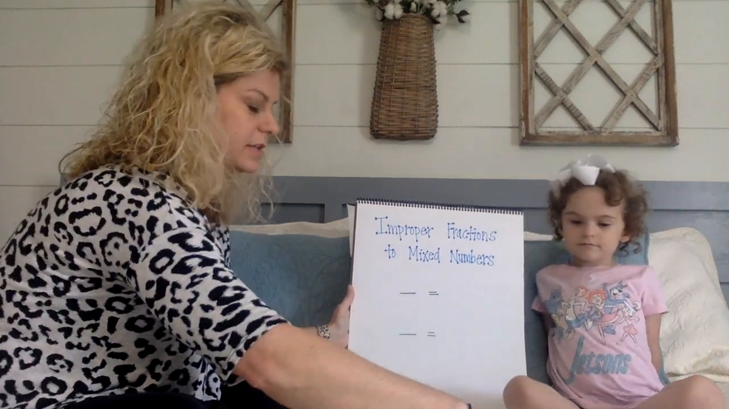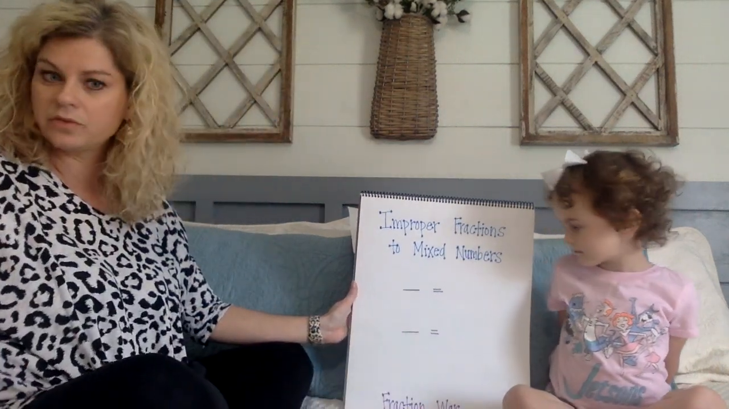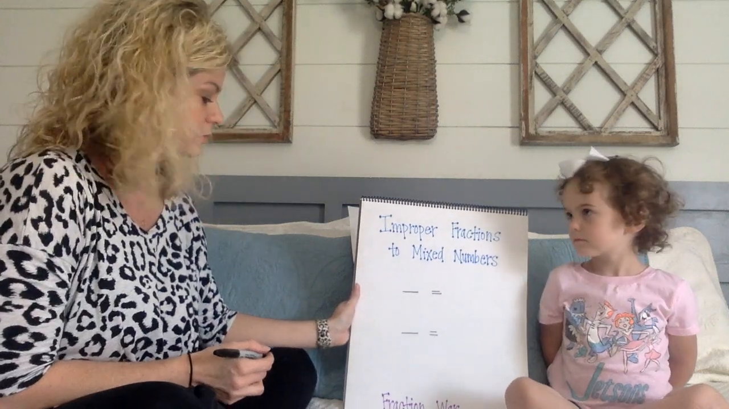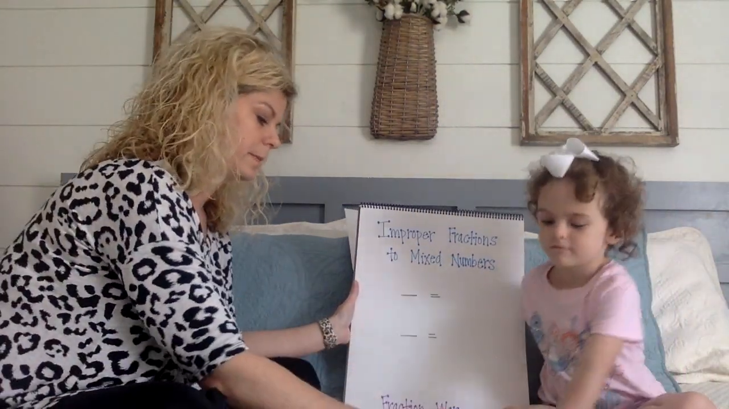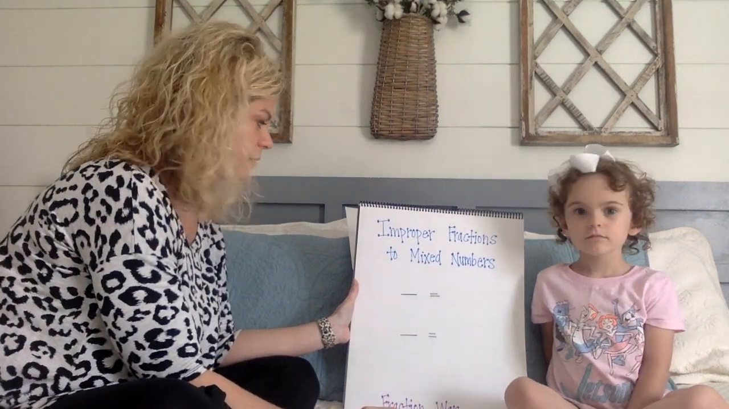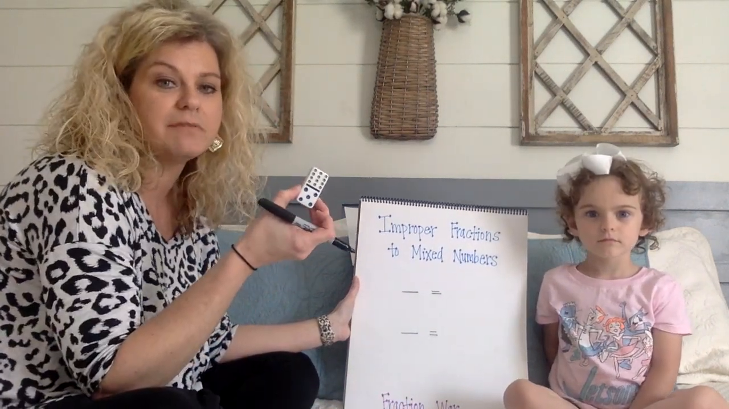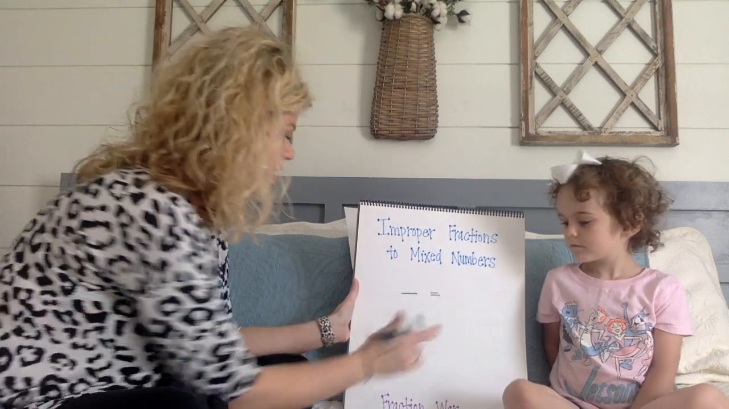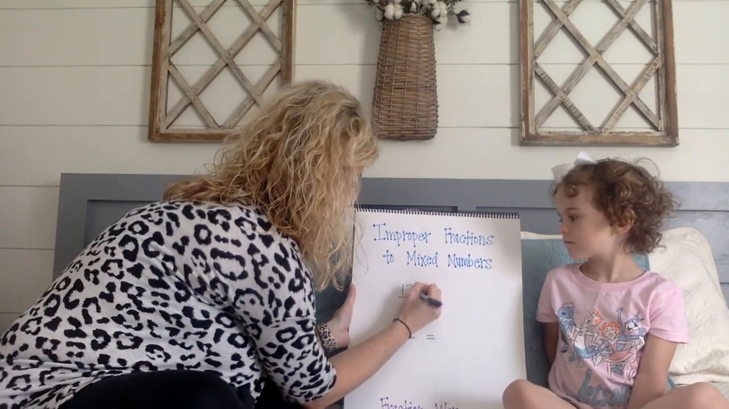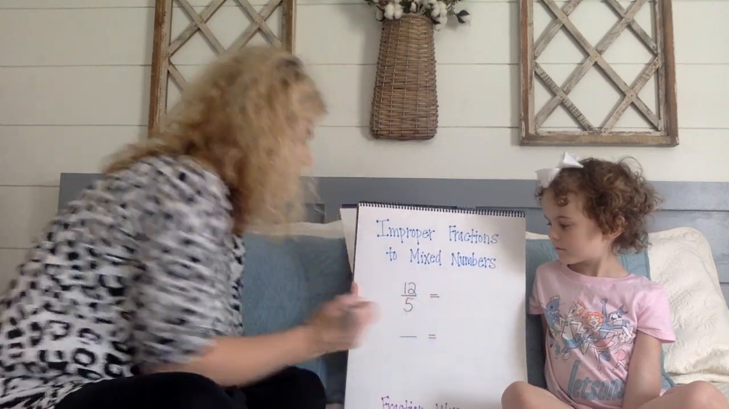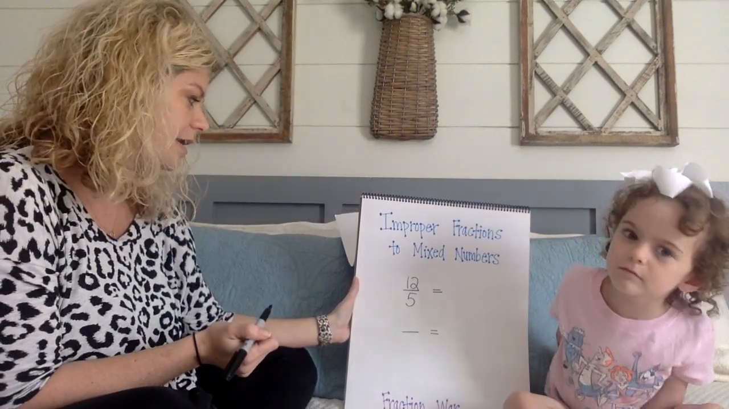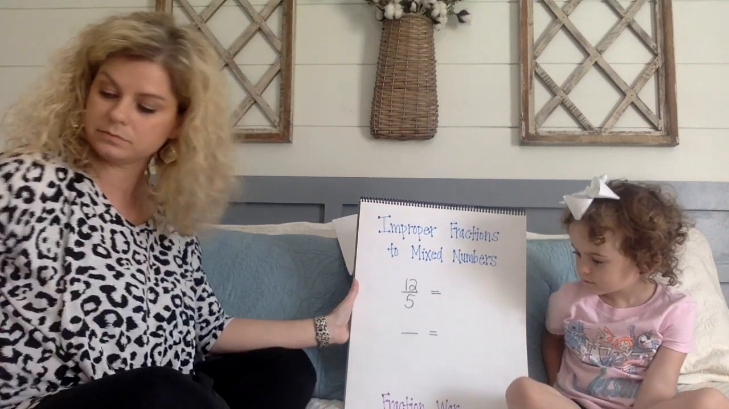Another activity that you can do is changing improper fractions to mixed numbers. Can you hand me that first domino? When you take your dominoes, you want to take it so that you have the biggest number on top. This one is a 12, and my other number is 5. So 12 over 5 is my improper fraction.